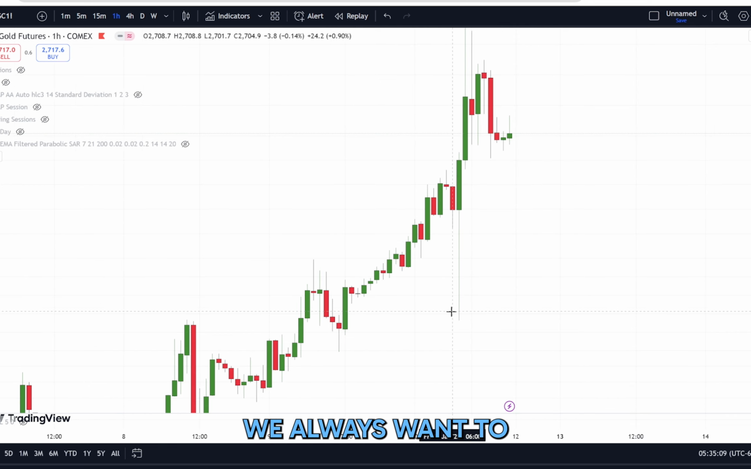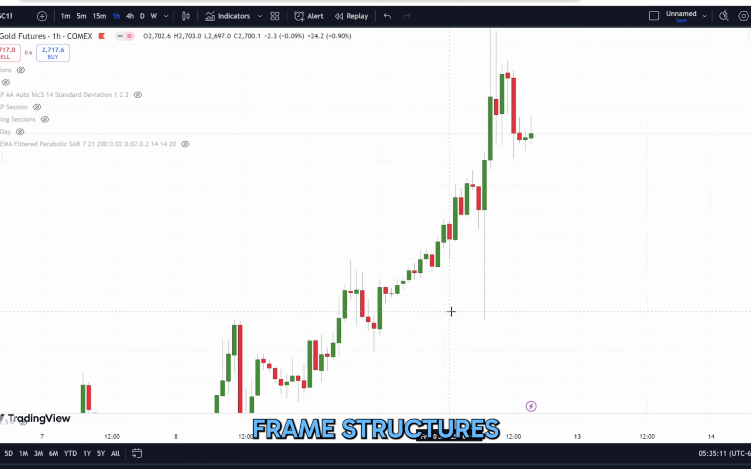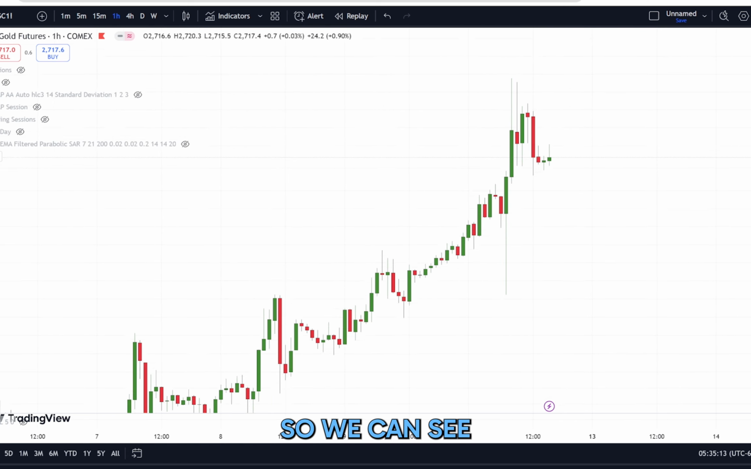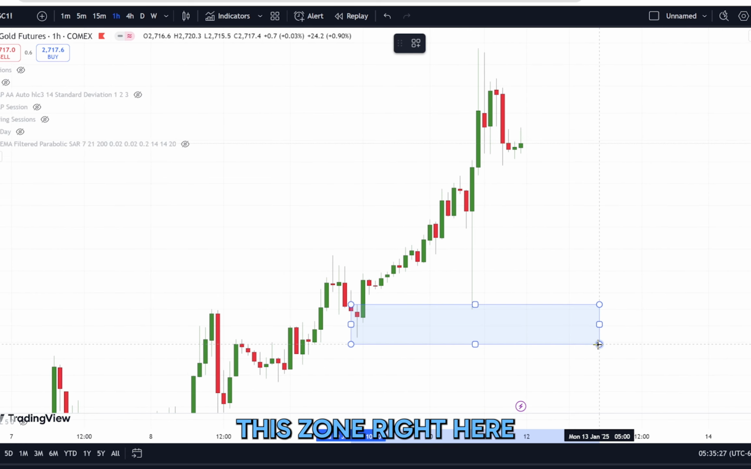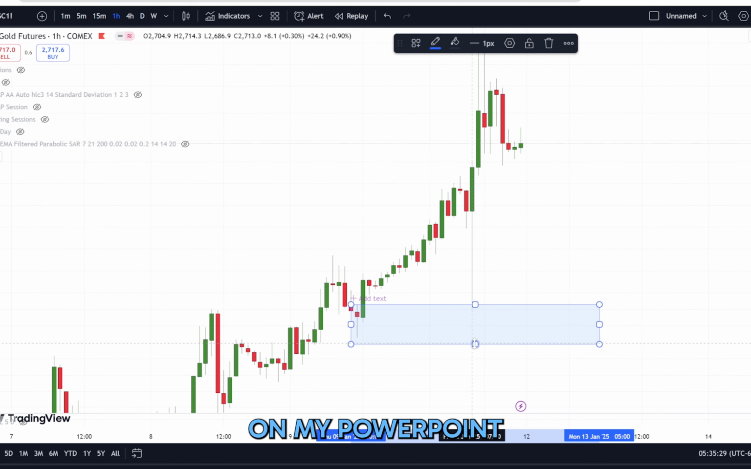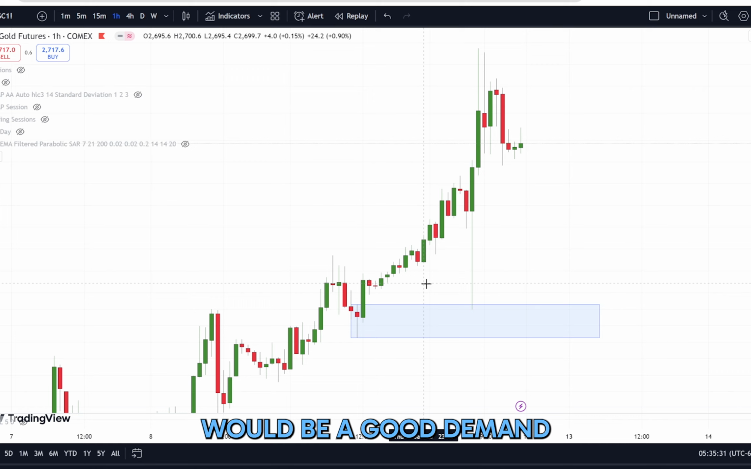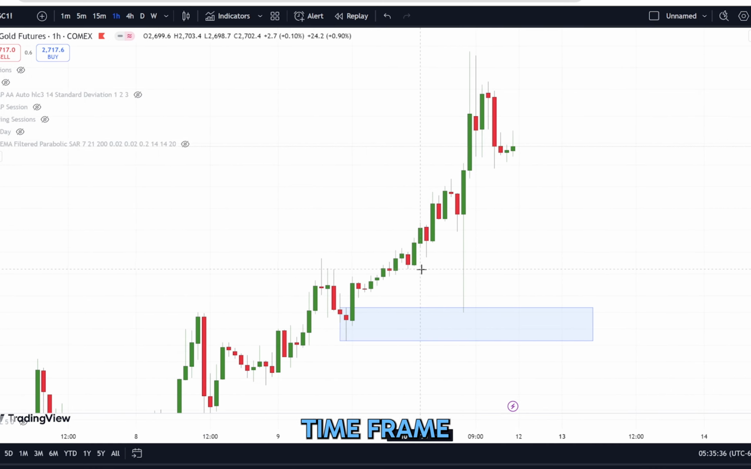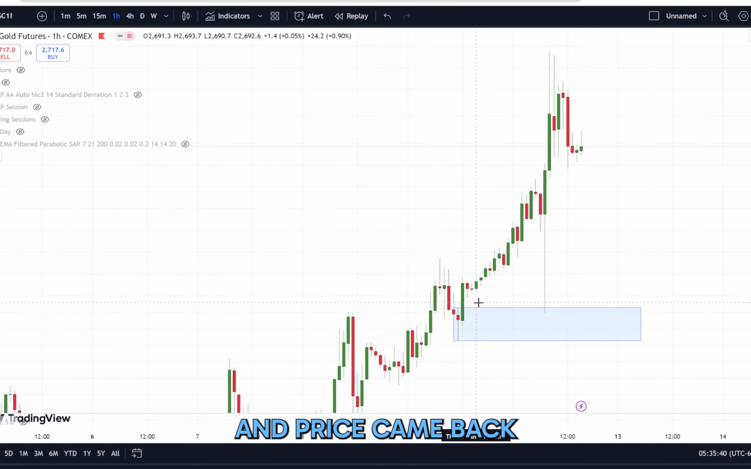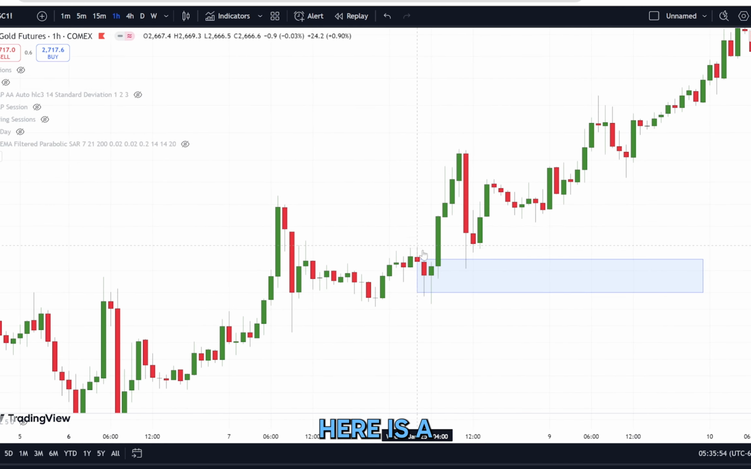We always want to look for our higher time frame structures first of all. So we can see gold is extremely bullish. This zone right here that I had marked off on my PowerPoint would be a good demand zone. It is on the 1-hour time frame. We can see here that there was a lot of buying and price came back. This zone right here is a very good demand zone as well.